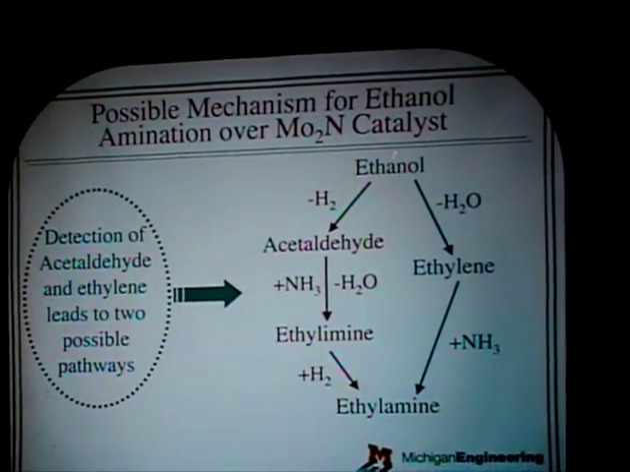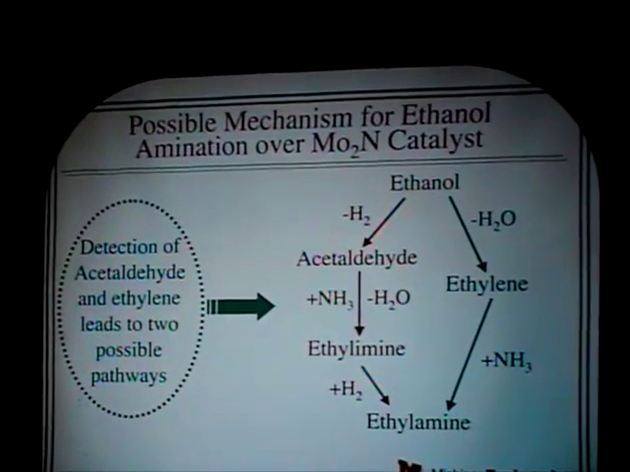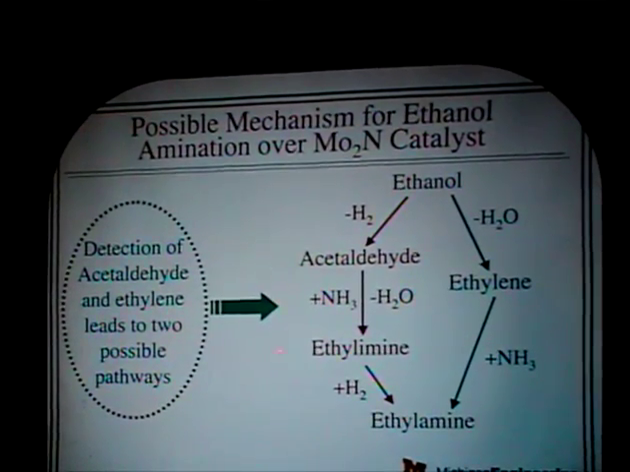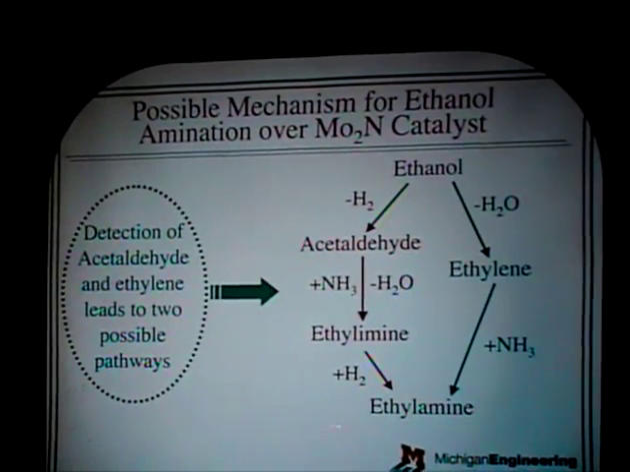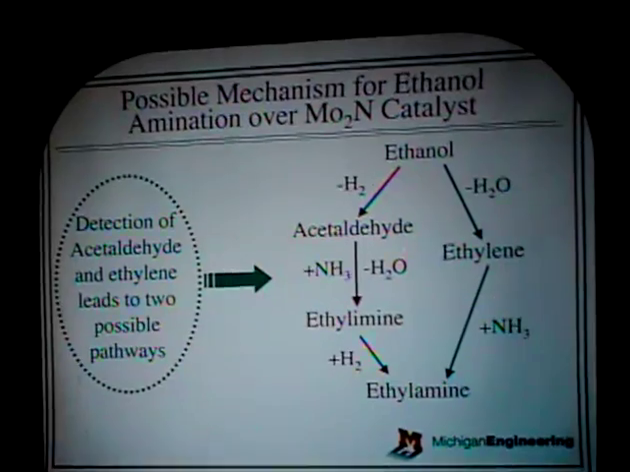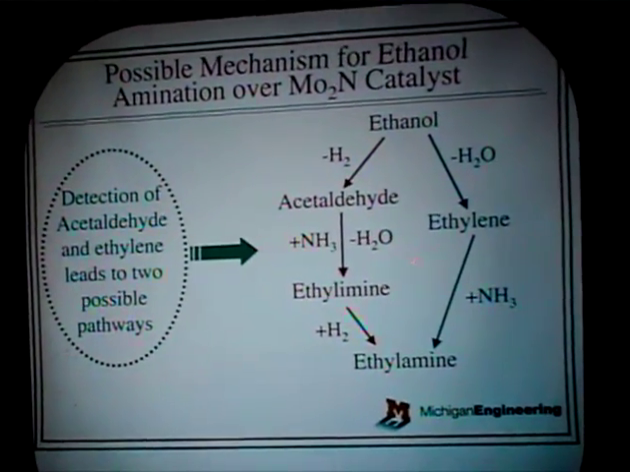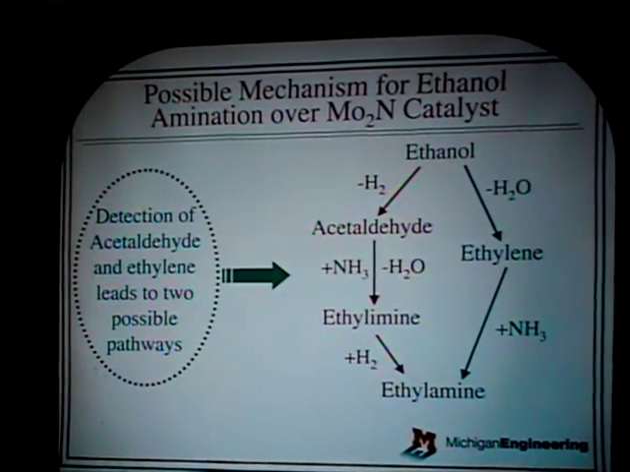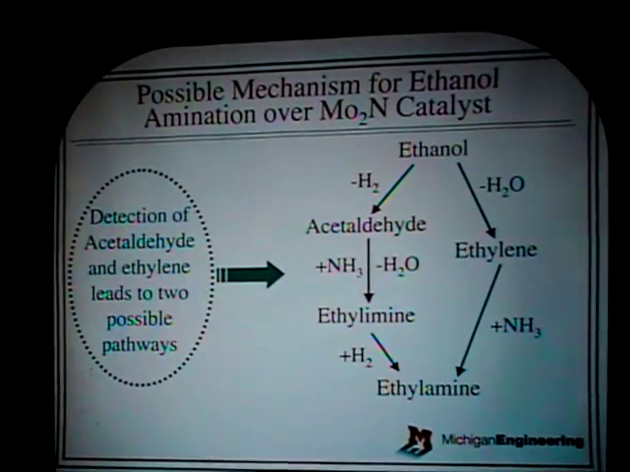Acetaldehyde can be an intermediate for the reductive amination, that is, ethanol can undergo dehydrogenation to form acetaldehyde, which then reacts with ammonia and eliminates one molecule of water to form the unsaturated amine, and then undergoes hydrogenation to form ethylamine. Or ethanol can undergo dehydration to form ethylene, and this ethylene can undergo direct amination with ammonia to form ethylamine. But at this stage, we do not know which one is prevailing over the nitride, or whether both are going on over the nitride catalyst. So to clarify that, we need to have some more information.